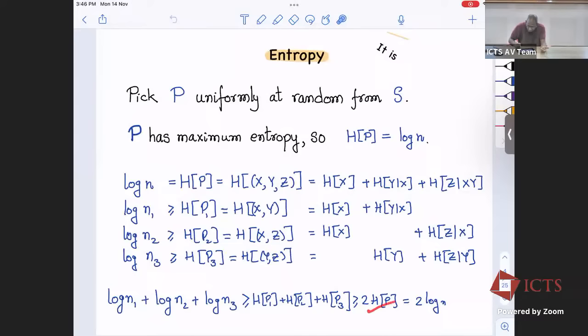And we'll be able to say that it is entropy that comes. Okay, good.